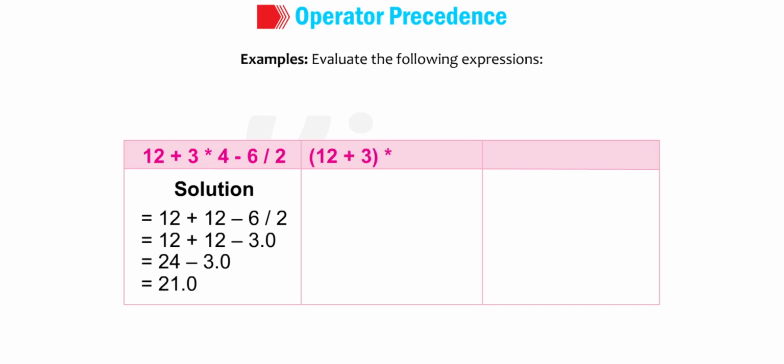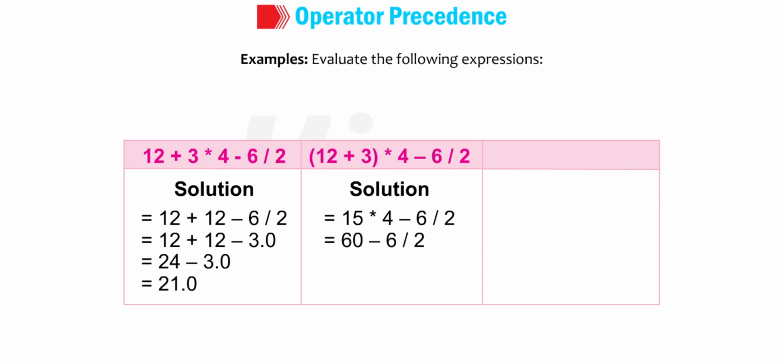12 plus 3 into 4 minus 6 divided by 2. Solution equals to 15 into 4 minus 6 divided by 2. That is equal to 60 minus 6 divided by 2, which is equal to 60 minus 3.0. That is equal to 57.0.